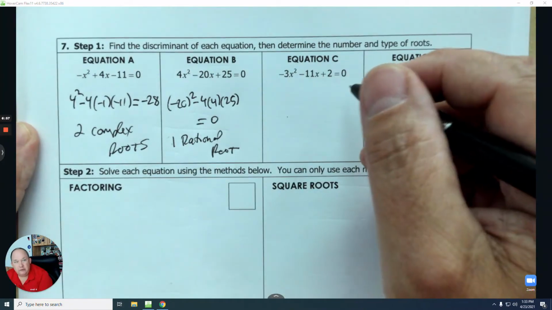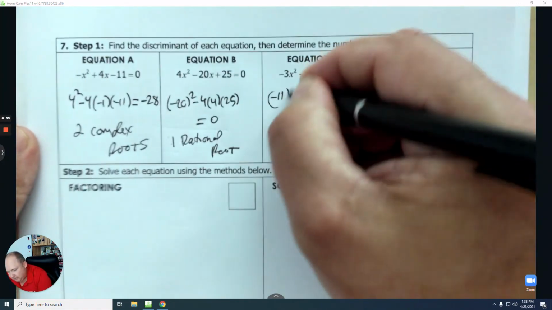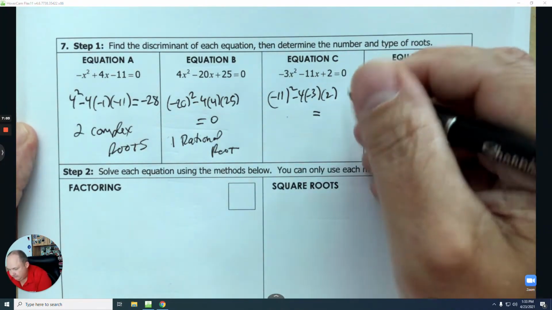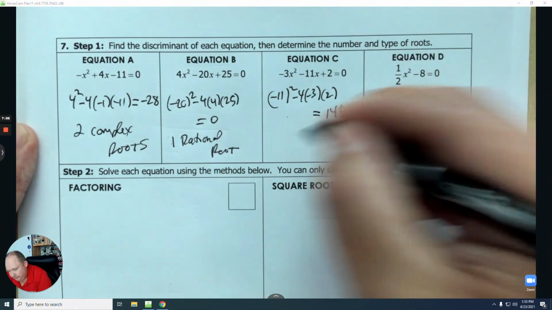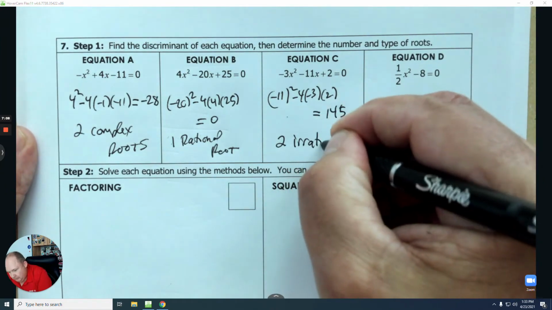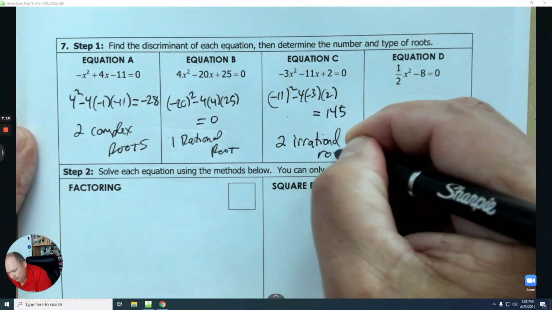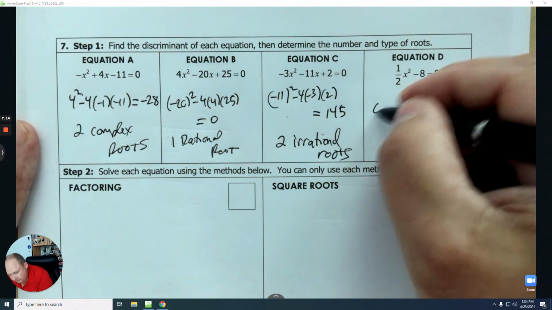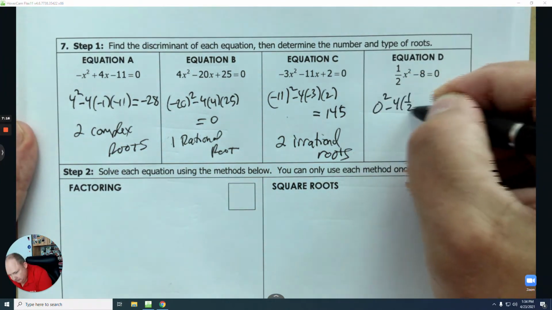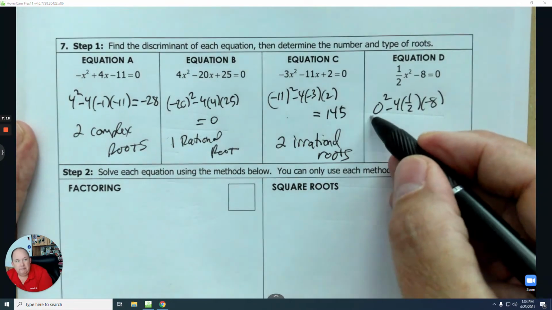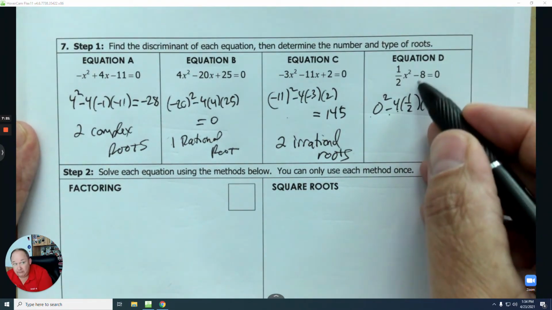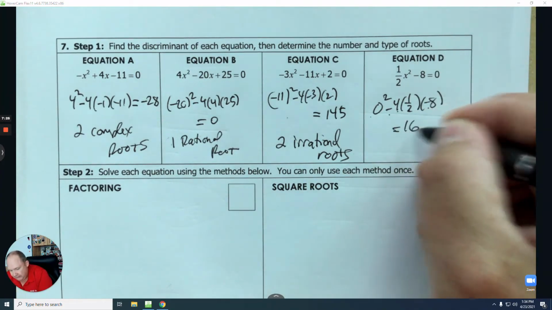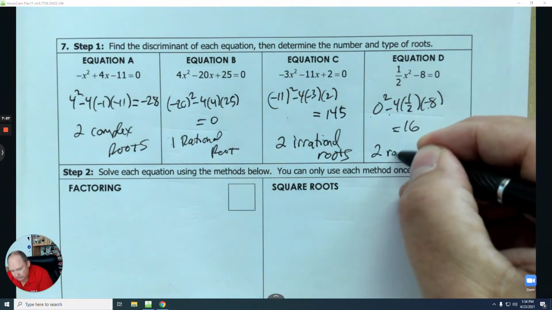So I'm finding the discriminant for each one. So b squared minus 4ac. So again, b squared minus 4ac. We have no b value here, no linear term. So this simplifies to 16. So we have 2 rational roots.